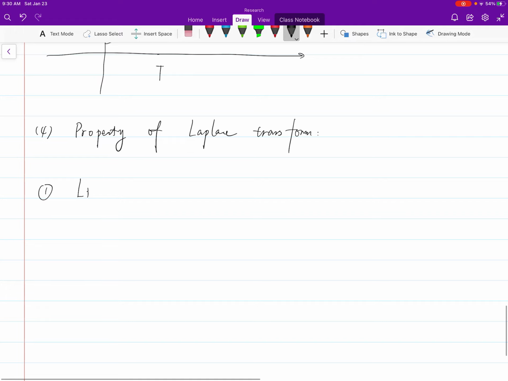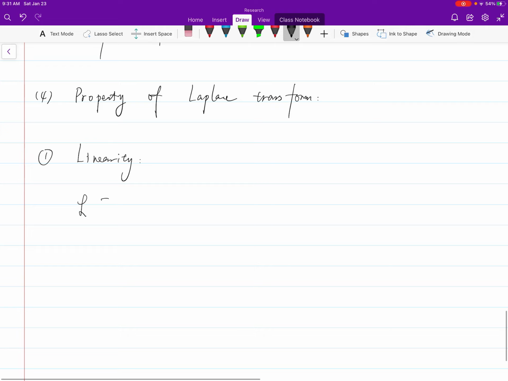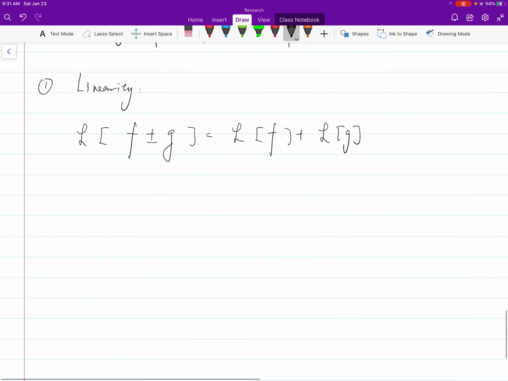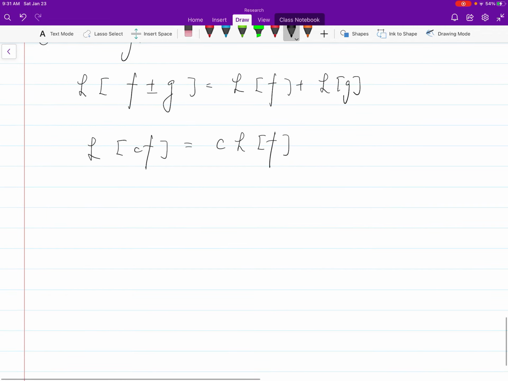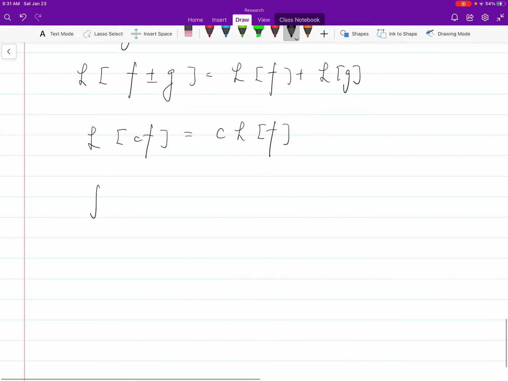The first one is linearity. What we mean is L of f plus a g or minus a g equals L of f plus a L of g. And L of a scalar times f is going to be the scalar times L of f. This is what we call linear. So if you have a linear combination of several functions, you can do the Laplace transform on each individual function and then take the linear combination after that. So that's the basic property we need, and it's very easy to prove.